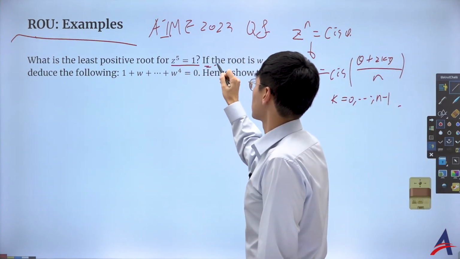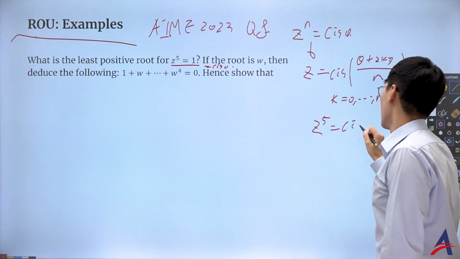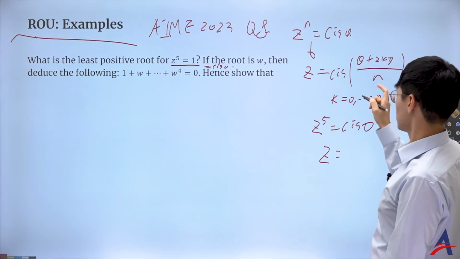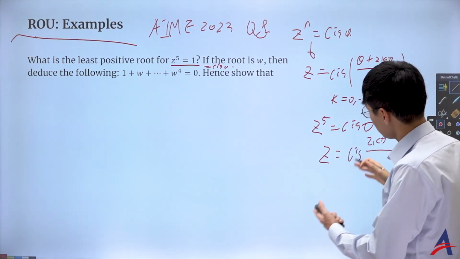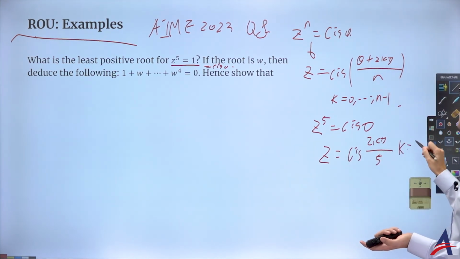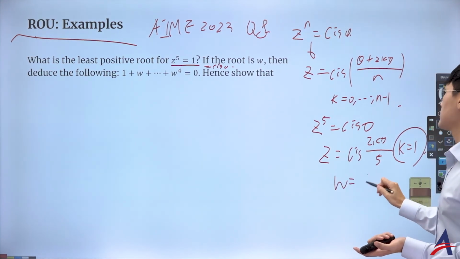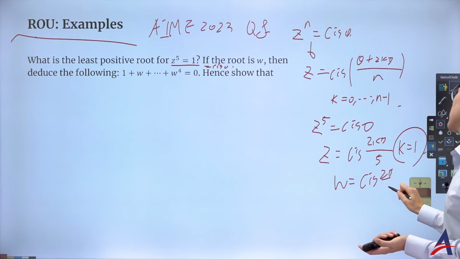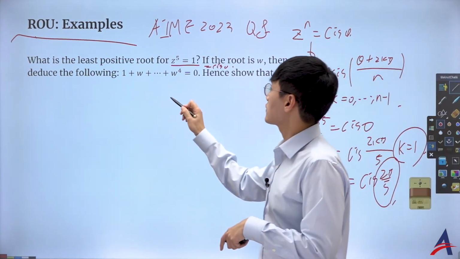1 is a cis 0, isn't it? So then, z to the power 5 is cis 0. So z, according to the formula, is going to be cis 2k pi over 5. But I want the least positive, so I need to let k be 1. So I will let omega be, what is it? Cis 2 pi over 5. That's the least positive argument. That is great. Then deduce the following form.